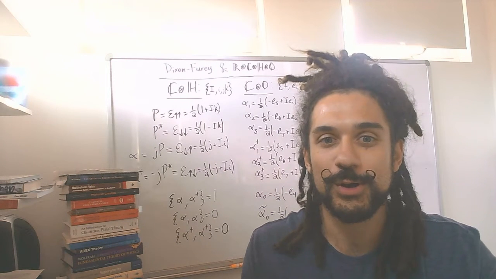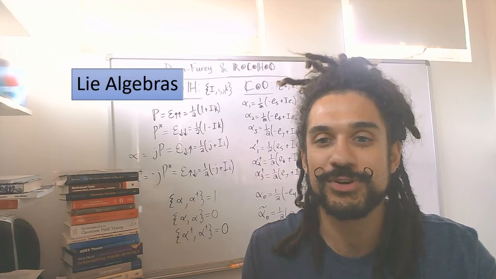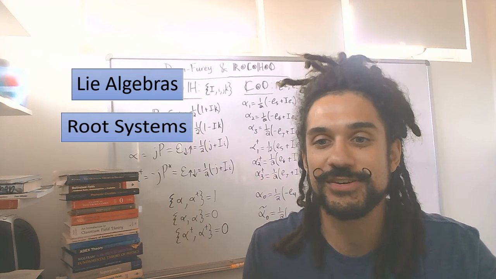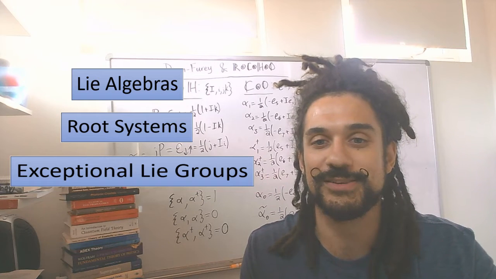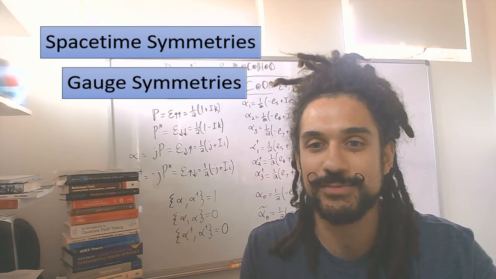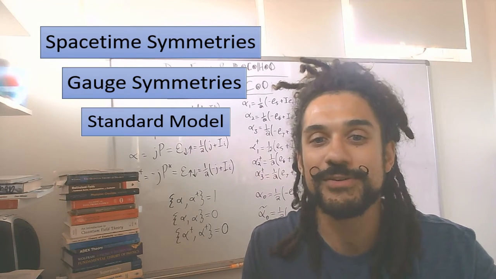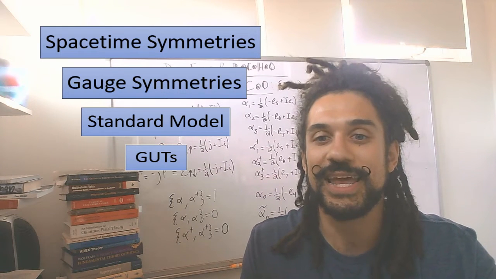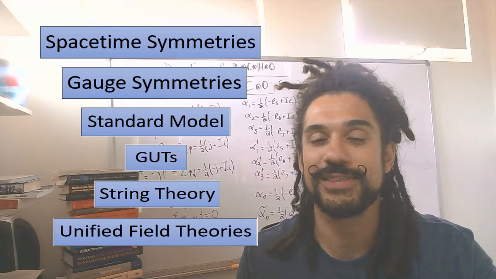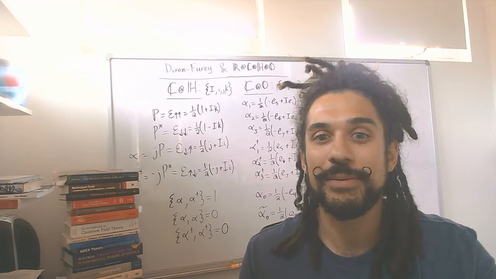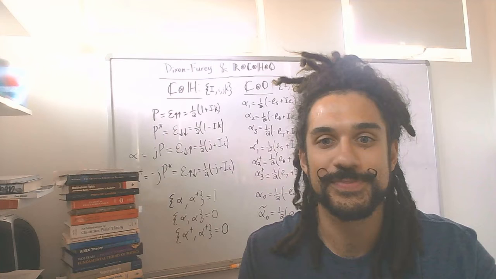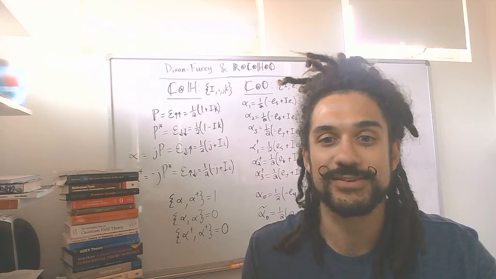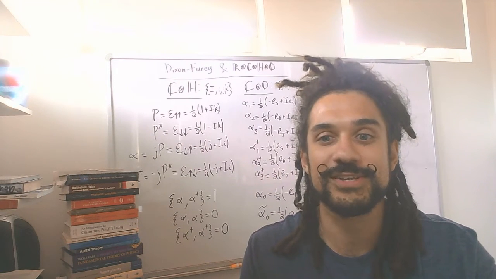In this video, we will discuss everything from Lie algebras, root systems, and obscure details of exceptional Lie groups to physics concepts such as spacetime symmetries, gauge symmetries for the standard model, grand unified theories, string theory, and how this all relates to unified field theories from E8. I'll try my best to introduce these concepts without assuming any prior knowledge. After reviewing some fundamentals, we'll discuss progress with E8 research from the past few years and months.